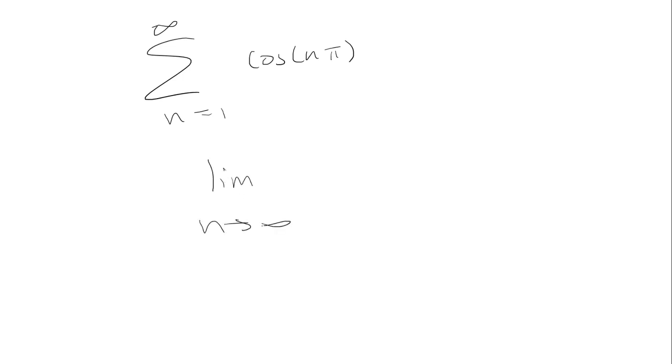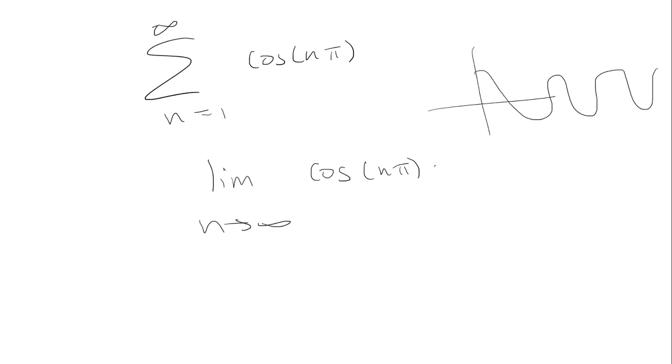Okay, last one. We have the sum from n equals 1 to infinity of cosine of n times pi. Again, I'm going to look at the limit because it doesn't seem like it's going to work out. Because cosine oscillates, and this will not go to 0. Same argument as the last problem. So this diverges.